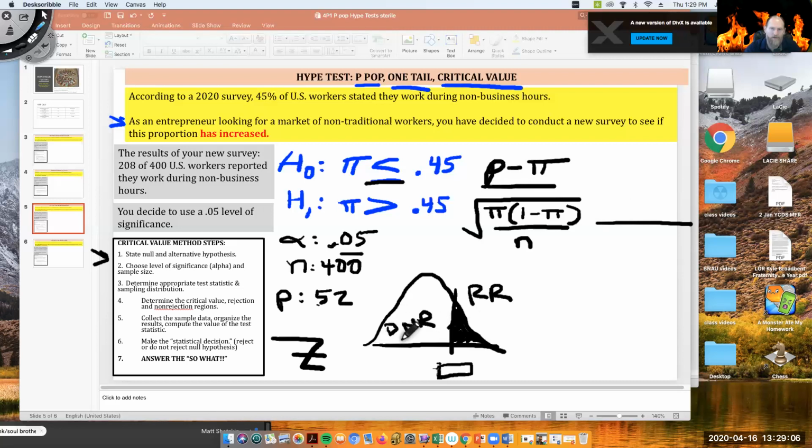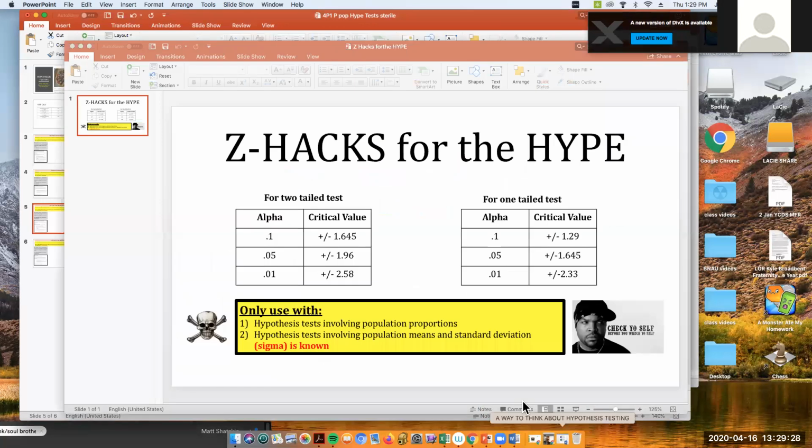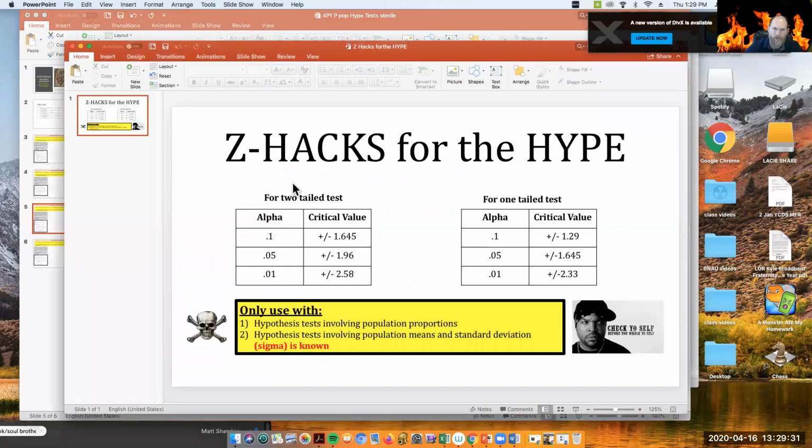Do not reject. So we need to go back to our hack table. Remember, when we're dealing with critical values, we need to use our hack table, at least for the Z distribution. Okay, so I'm going to get out of here and pull up my hack table. I don't go over here. That's two-tailed test. I go over here, one-tailed test. I go down here, 0.05. That's my level of significance.